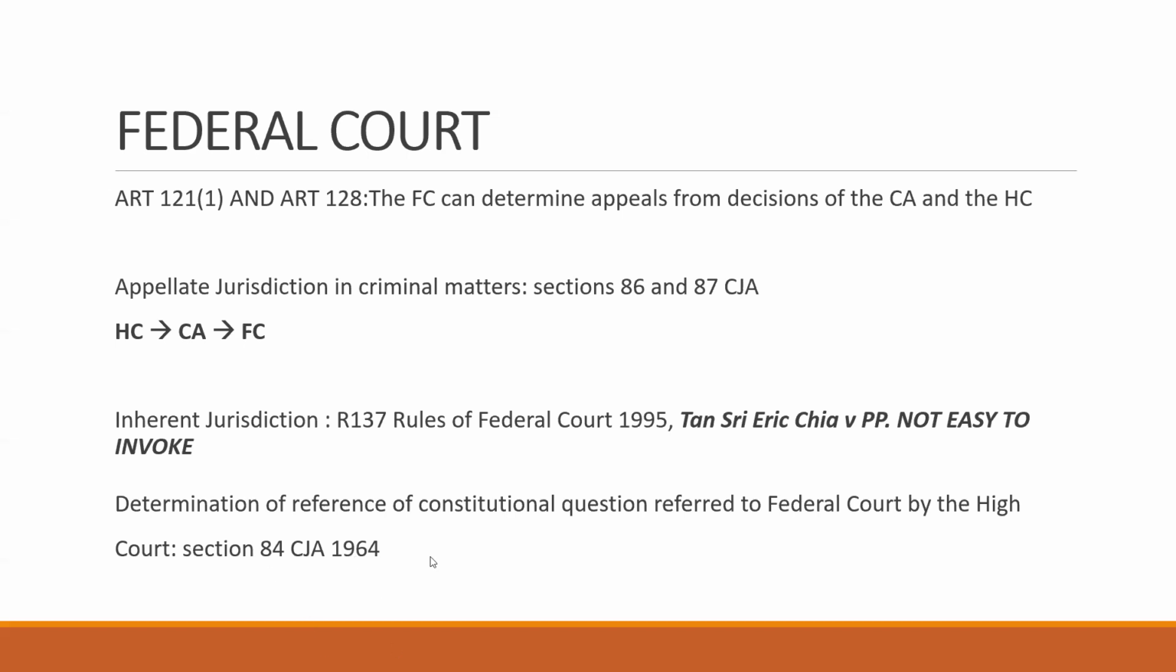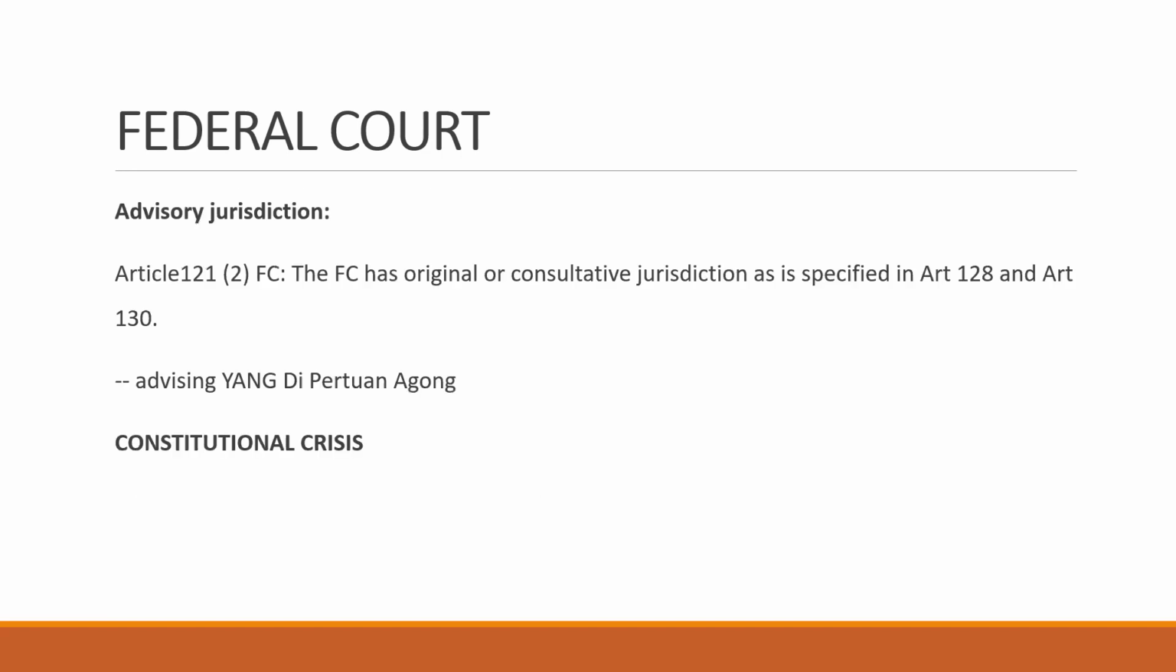And the Federal Court also can determine some constitutional questions, should it be referred by a High Court judge. But usually in these sort of circumstances, the High Court judge will menggantungkan, like a stay of proceeding. They hold the trial first, they refer the constitutional question to Federal Court. The Federal Court makes a decision from there, then the High Court judge will try the matter. Okay, this is how it works.